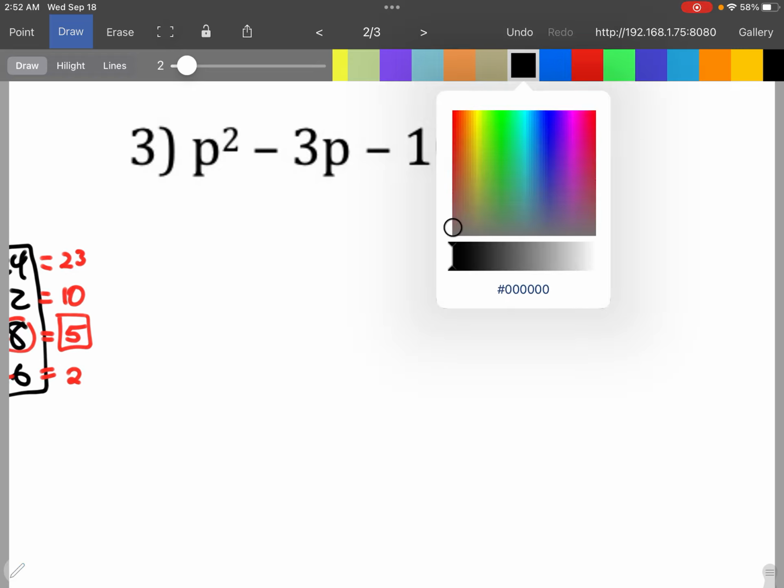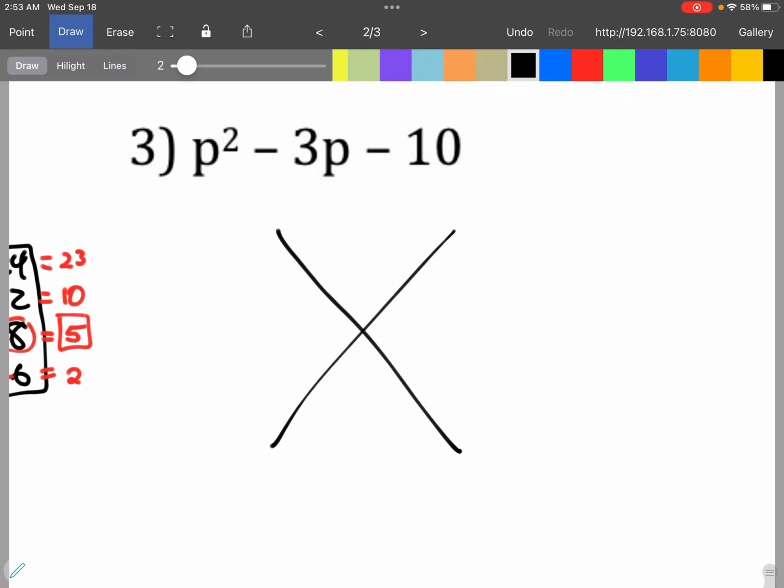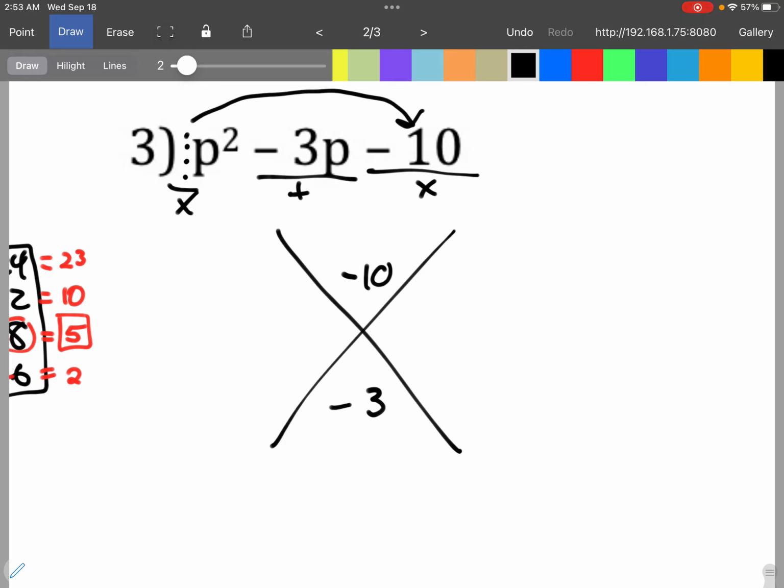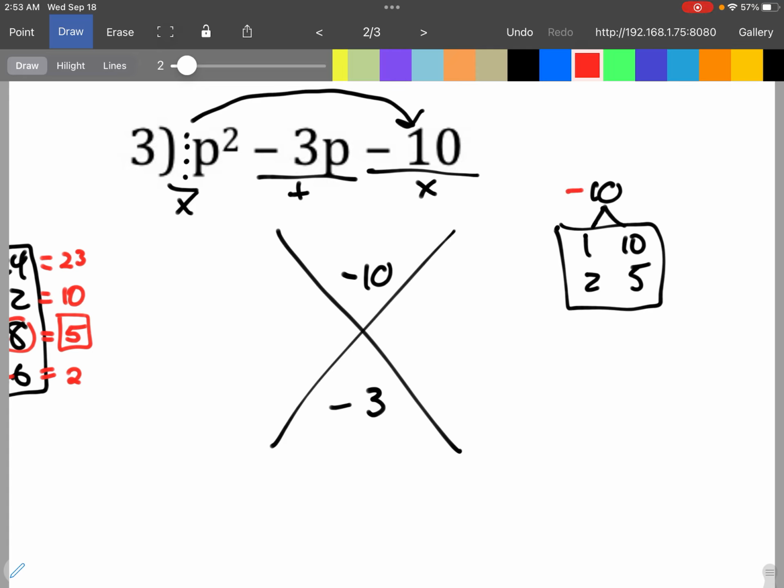Now, I'll do one more here. The two numbers that we're looking for should multiply to 1 times negative 10, which is negative 10. These same two numbers should add up to negative 3. I know all the numbers that multiply to 10. 1 times 10, 2 and 5. That's all you get. But in order to multiply to negative 10, one of these sides got to be negative.